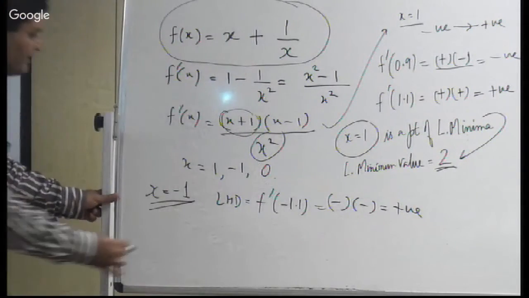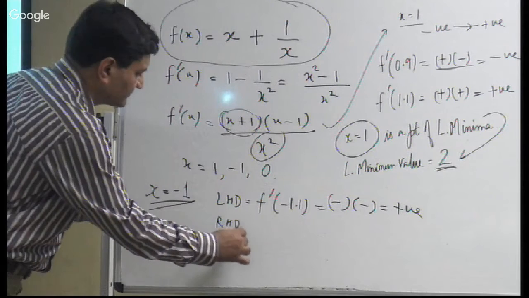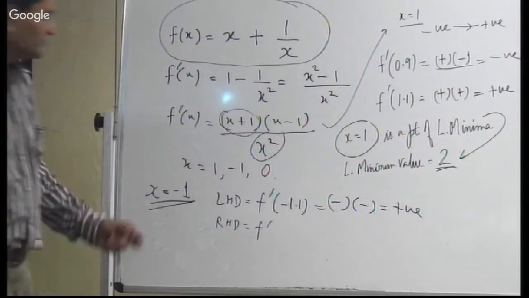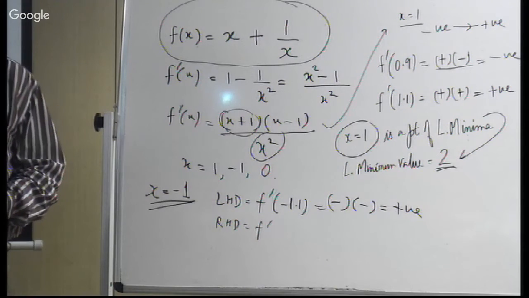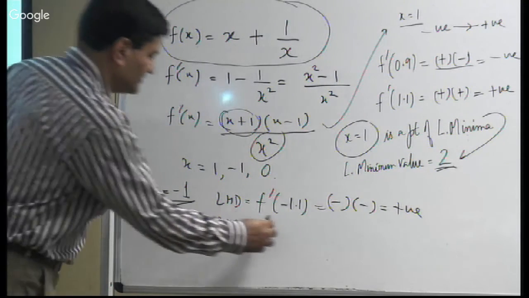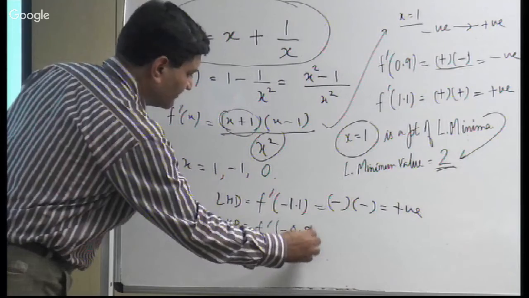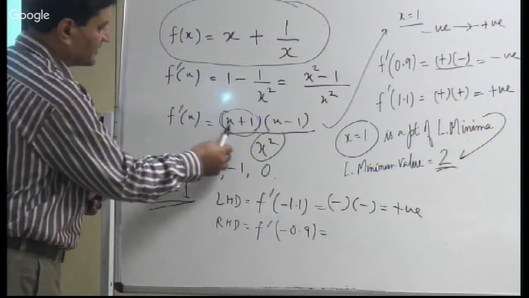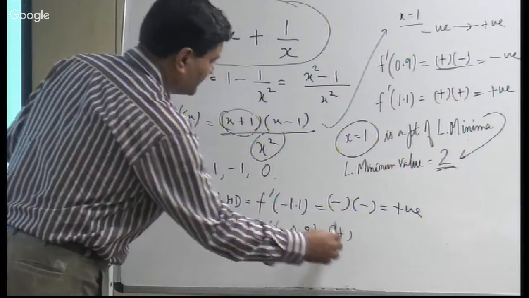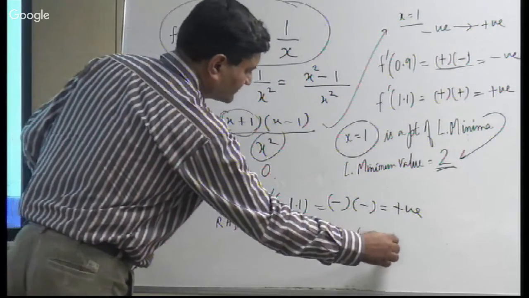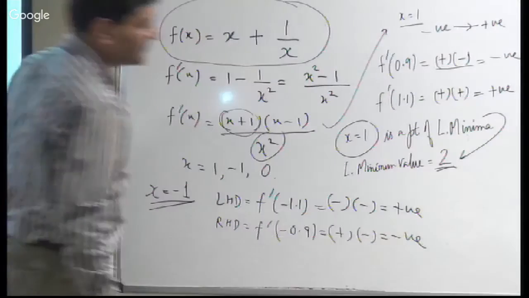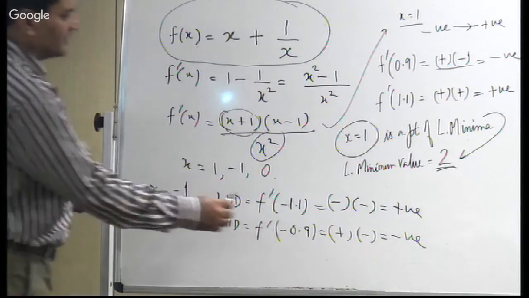Now if you take the right hand derivative, what is the value slightly on the right of -1? What point should we take? -0.9. So -0.9 plus 1 is positive, and -0.9 minus 1 is negative. So the change of sign is from positive to negative.